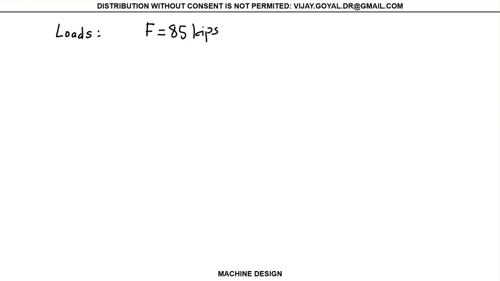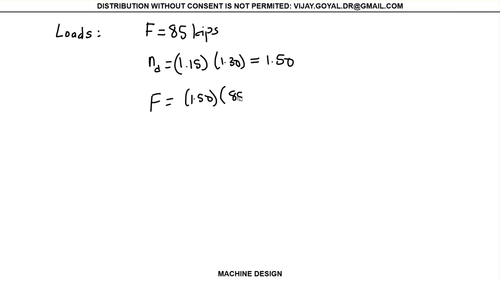Then, I have a standard design factor of 1.15, but the problem tells me I have to have a 1.30. So I need to multiply these two, and this gives me 1.50. That means the F I'm going to use for my analysis will be 1.50 multiplied by 85. That gives me a value of 127.5 kips. This is the load I need to make sure that my bearing is capable of carrying.